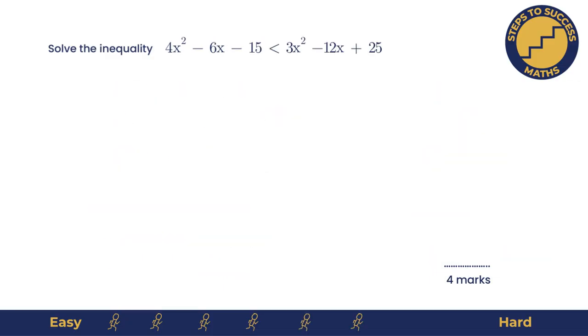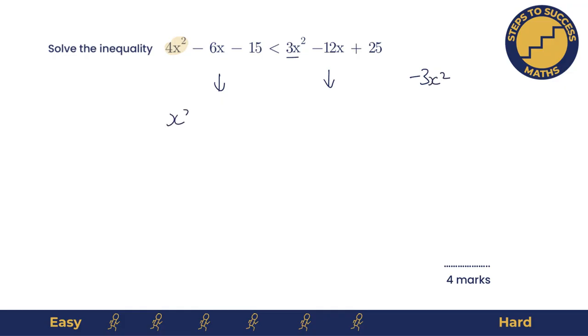Solve the inequality. 4x squared minus 6x minus 15 is less than 3x squared minus 12x plus 25. Okay, so we want to tidy this up, so we've got a 0 on only one side. Always start with the side with the most x squareds and take the other side away. So we've got 4x squared and 3x squared. So we're going to start by subtracting 3x squared from both sides.